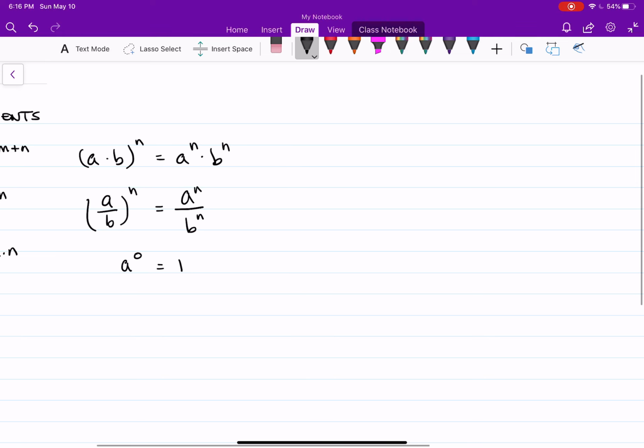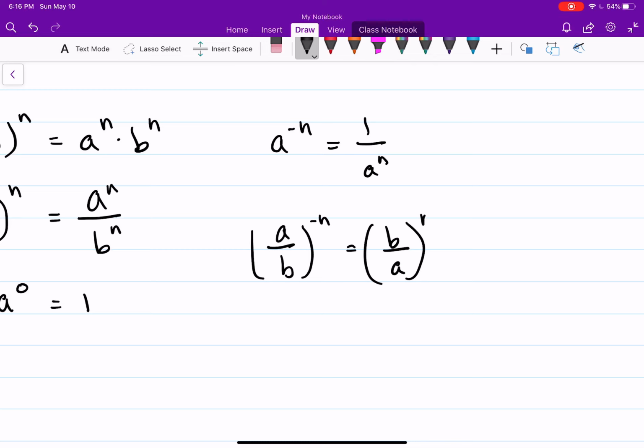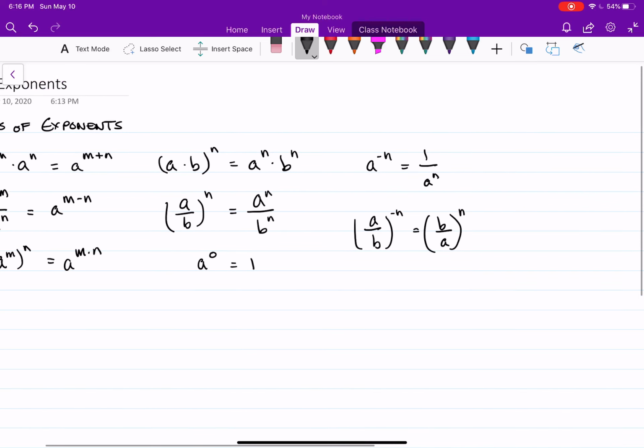And then we also talked about if we have a to the negative n, that's equal to 1 over a to the positive n. Similarly, if we had a divided by b raised to the negative nth power, it will be b divided by a raised to the positive nth power. Okay? So those are our rules.